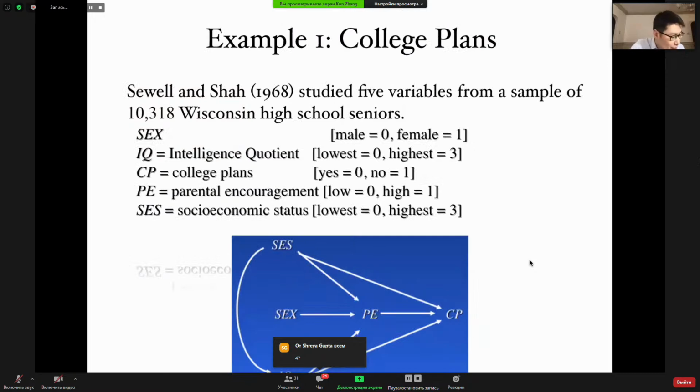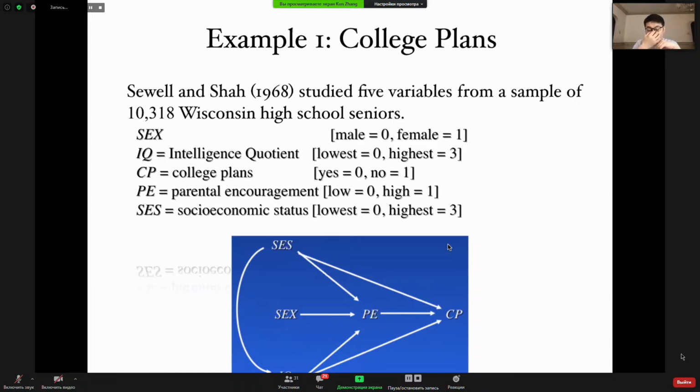Now let's have a quick look at some real applications of this search procedure. Sometimes we say causal search because you want to search for the causal structure. Right here we have data for sex, IQ, CP (college plans), PE (parental encouragement), and SES (socioeconomic status of the family). The data were collected basically from more than 10,000 high school seniors. And this is the graph given by the domain experts right here. My colleagues applied the method, and they recovered almost everything in this ground truth provided by domain experts. Almost everything, with a single difference.